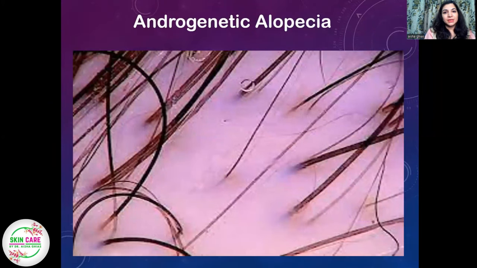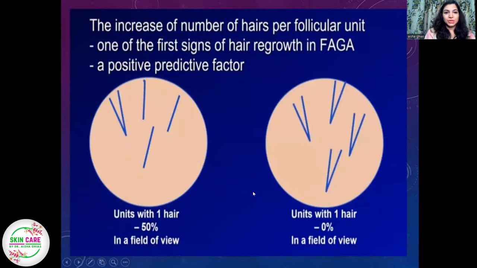All right, another trichoscopic picture of androgenic alopecia, you see that the number of hair has reduced. The number of hair per follicular unit has also reduced. 1 or 2 hair at the most are coming from the follicular unit. And the thickness varies. There is heterogeneity in the thickness of the hair shaft. And this is diagnostic for androgenic alopecia.